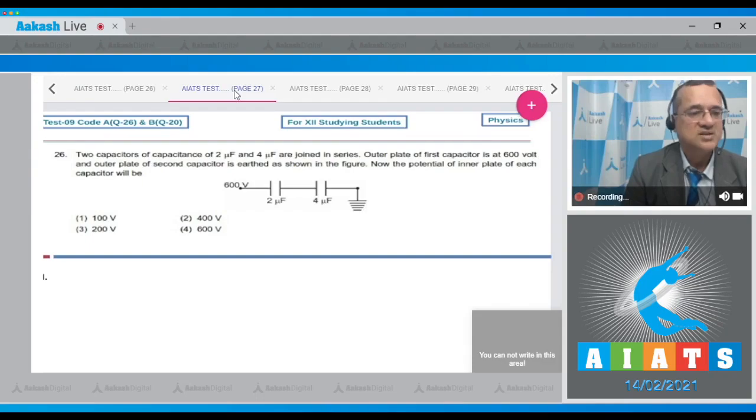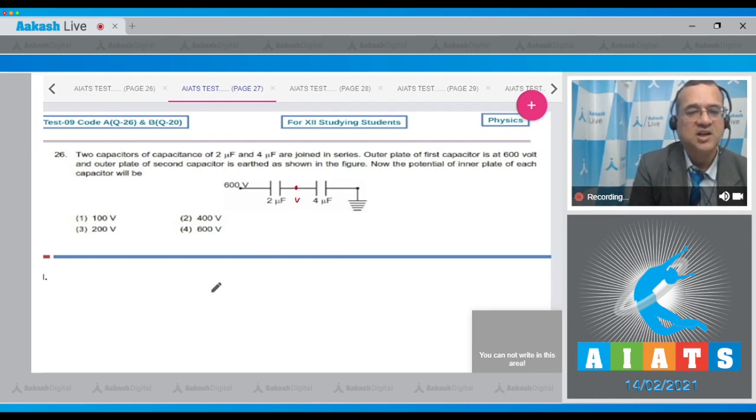The question number 26 is: two capacitors of capacitance 2 microfarad and 4 microfarads are joined in series. The outer plate of the first capacitor is at 600 volt and the outer plate of the second capacitor is at 0, as shown in the figure. Now, what is the potential of the inner plate of each capacitor? So we want to find out the potential of this point.